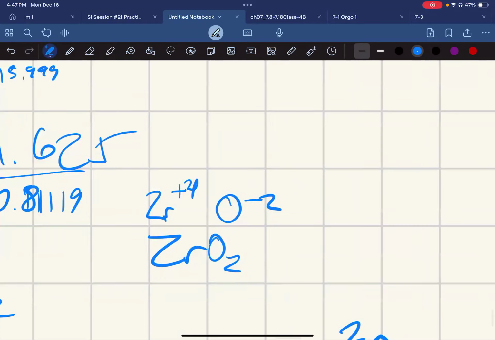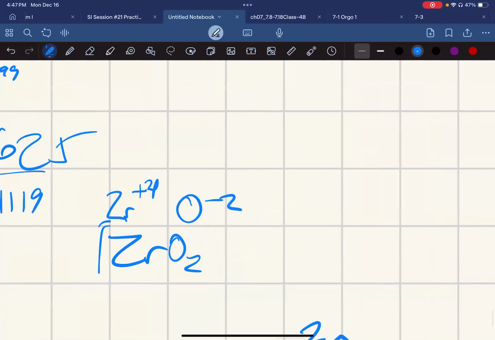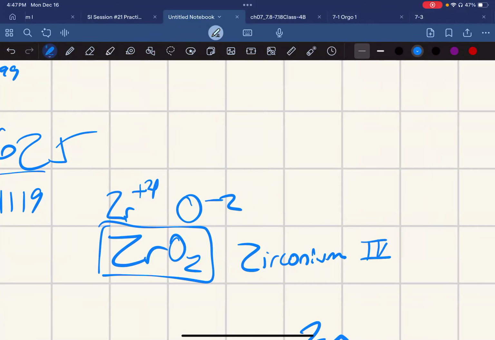And so on the test, while you did get this answer, the name for this would be zirconium, I don't know if I spelled that right, I'm sorry if I didn't, zirconium 4 oxide. And that's what I was talking about with the Roman numerals.